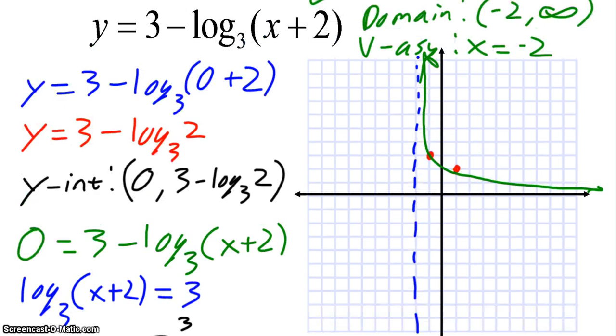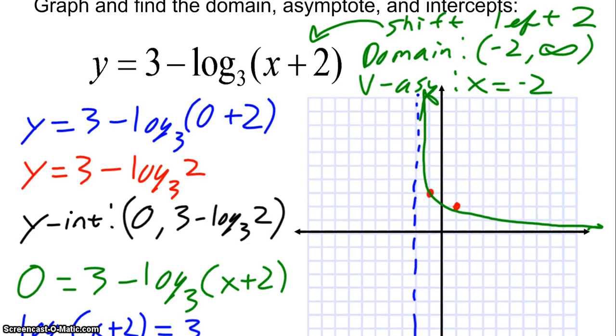Alright, so first, when I look at the function, I recognize that I'm going to have a horizontal shift to the left of 2. So that means my domain is going to be negative 2 to infinity, because the standard domain for a log graph is going to be 0 to infinity, and the vertical asymptote is going to be at x equals negative 2.